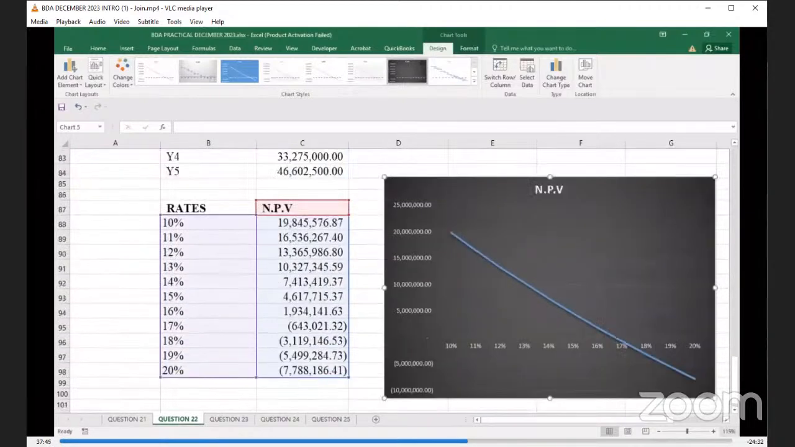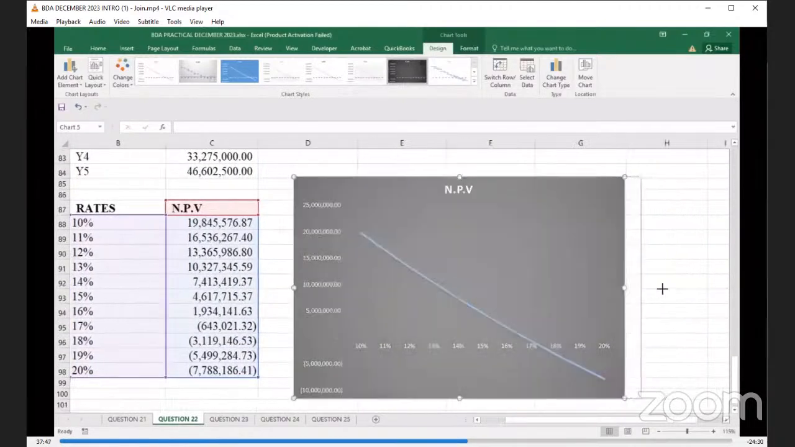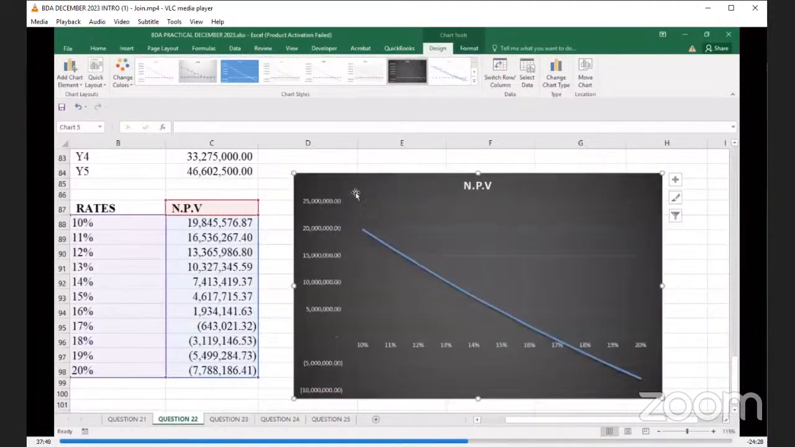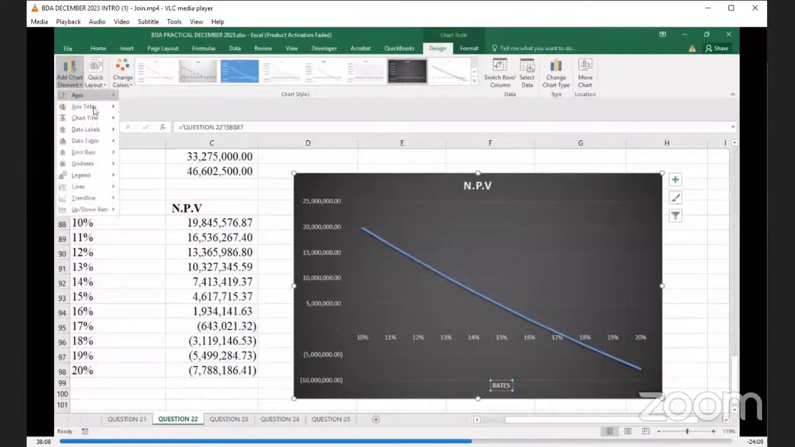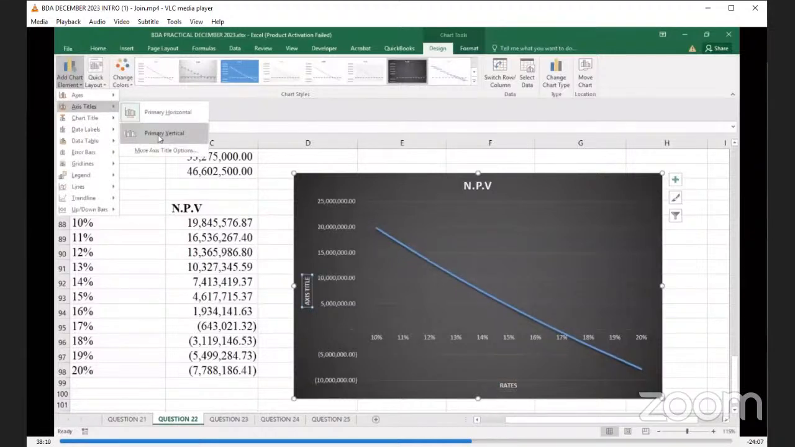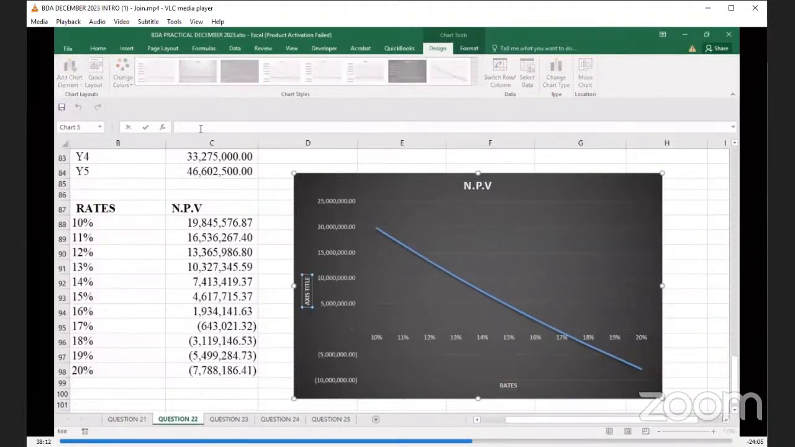So this is what you're going to do. I'm going to add elements. Let me insert our primary horizontal axis first of all. This is what aspect of the rates. So equal sign, these are literally our rates. What about our vertical? In this case, this is our LTV.